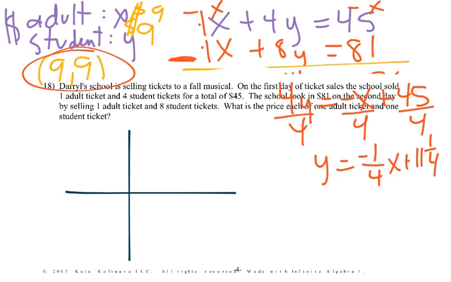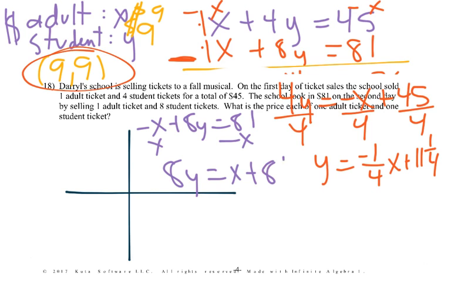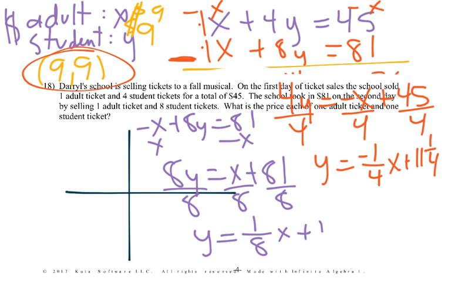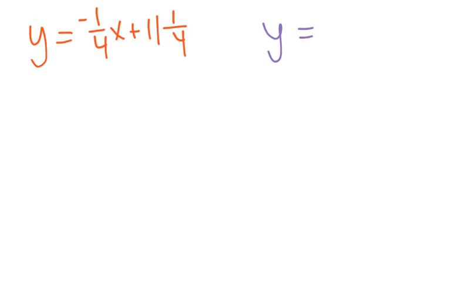Okay, now x plus 8y equals 81. I would subtract x. So 8y equals negative x plus 81. Divide everything by 8. I'd get y equals negative 1/8 x plus 81 divided by 8, which would be 10 and an eighth. Okay, so my second equation is y equals negative 1/8 x plus 10 and 1/8. So these guys look kind of ugly, don't they?